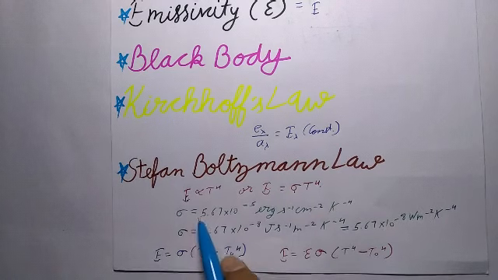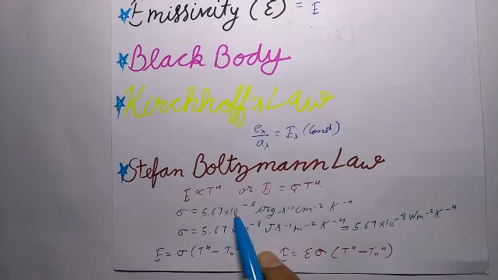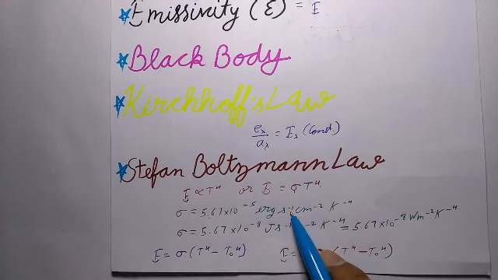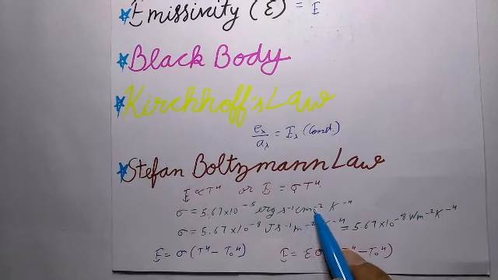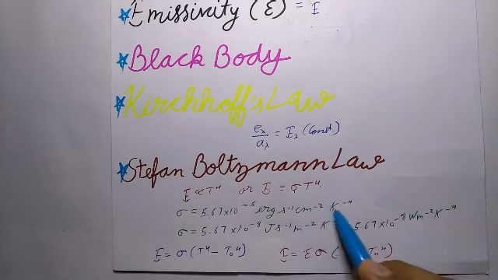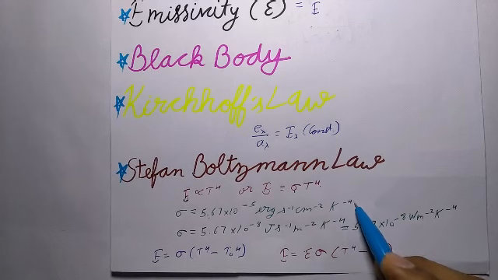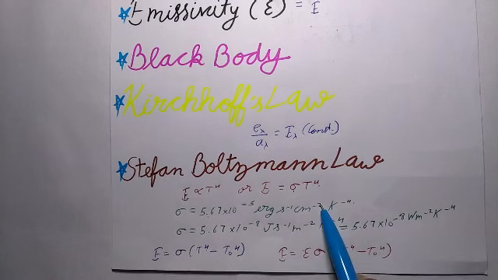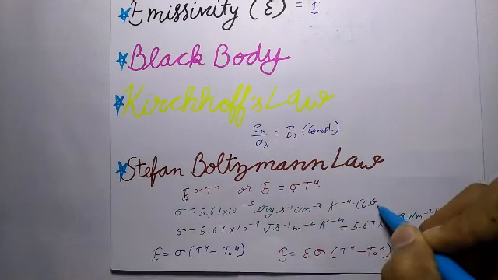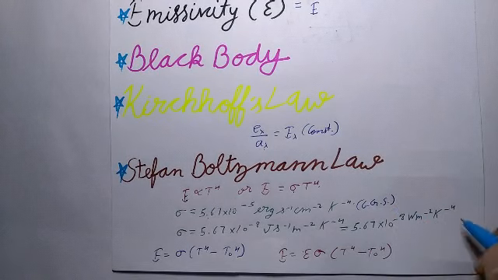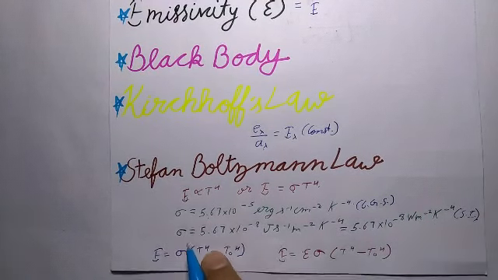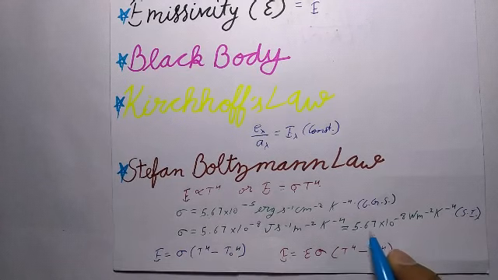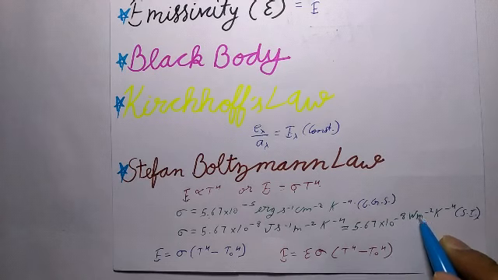Now its value is 5.67 into 10 to the power minus 5 erg per second per centimeter squared, that is, centimeter to the power minus 2, Kelvin to the power minus 4. This is for CGS, and this is for the SI system. This sigma equals, finally you will get, 5.67 into 10 to the power minus 8 W m to the power minus 2 K to the power minus 4.